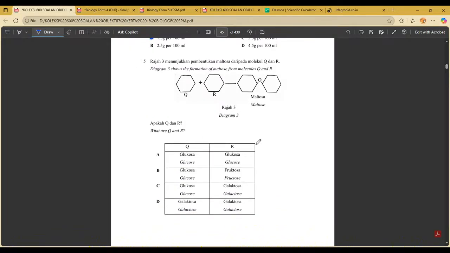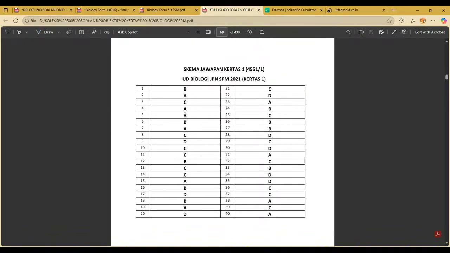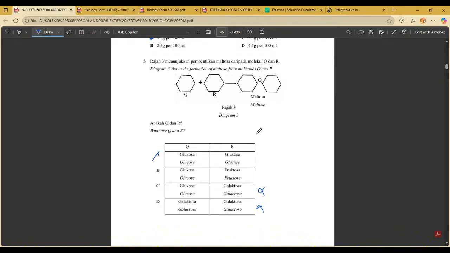Diagram 3 shows the formation of maltose from molecules Q and R. What's Q and R? Okay, I don't remember this. Maltose is not galactose for sure, because galactose makes lactose. Maltose, I think, is double glucose. Let me check. Answer 5 is E. Oh, damn. Okay, maltose is just double glucose.